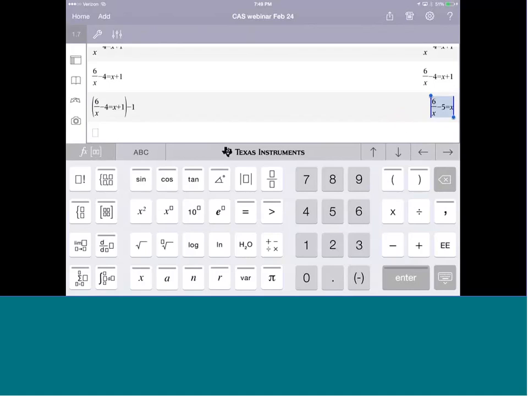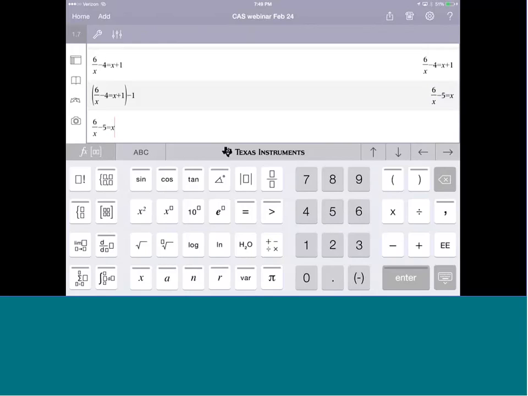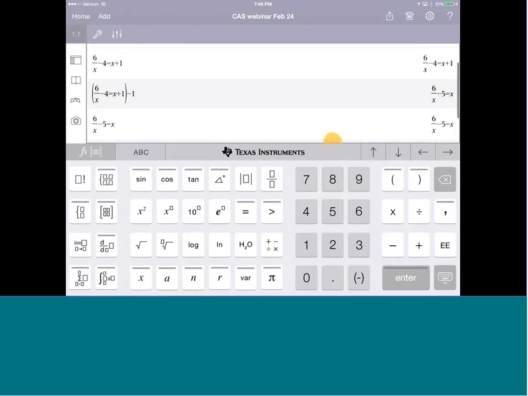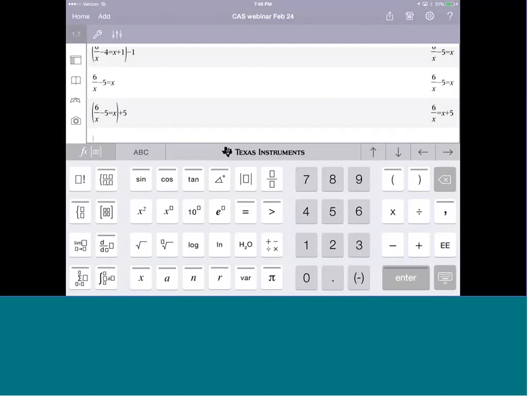So another thing they might do is, well, how about if we add 5 to both sides? Oops, I didn't do it, did I? Add 5 to both sides. And all that did was give me another equivalent form, okay? So eventually, hoping we're thinking, well, how about if I multiply everything through by x? And so we get something like this.